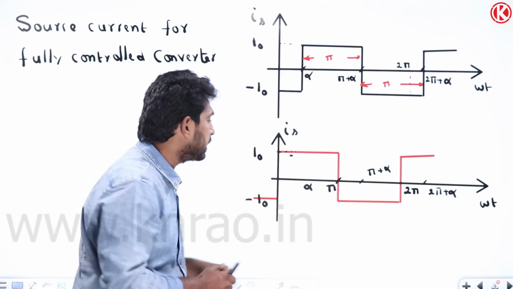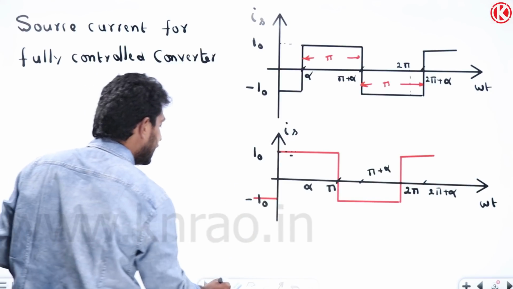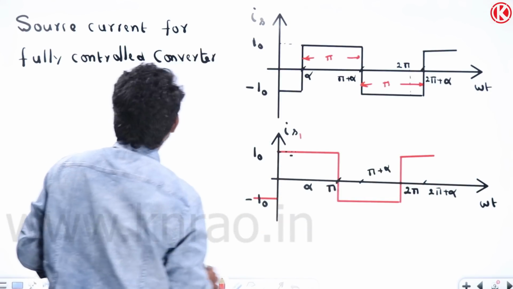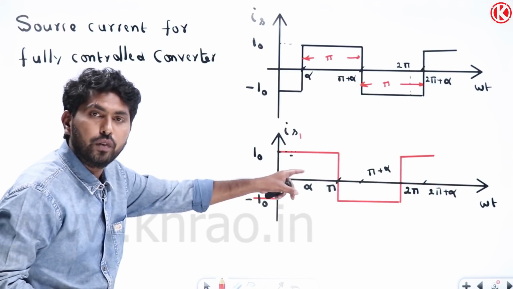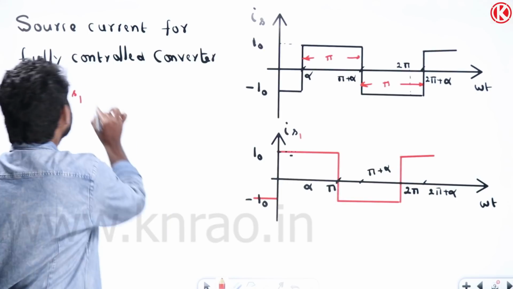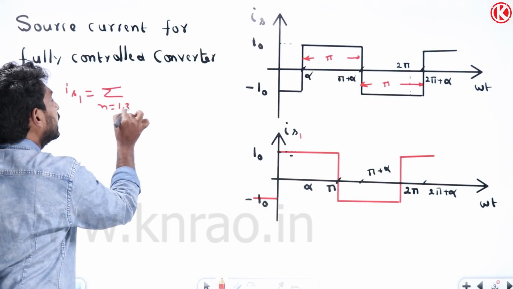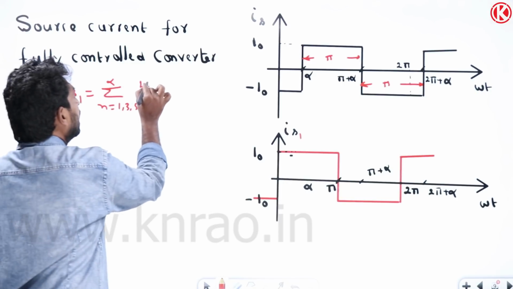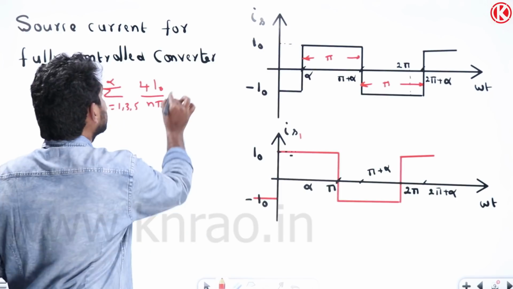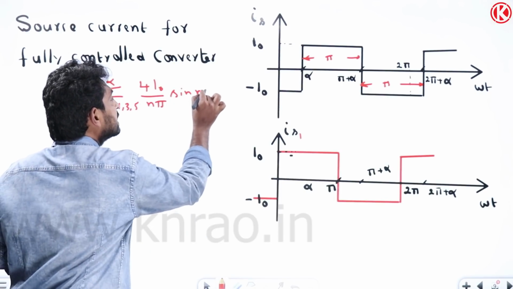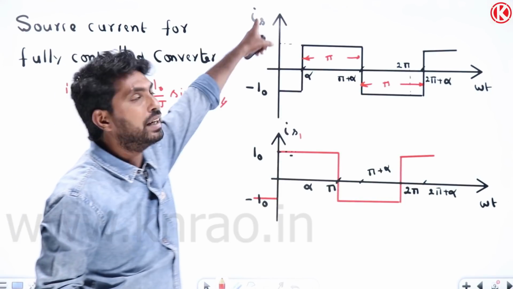So what is the expression for this? Let me write the expression for IS1 again. IS1 equal to, for the square waveform, what is the Fourier series expression? The Fourier series expression will be sigma n equal to 1, 3, 5 to infinity, 4 I naught by n pi into sine n omega t. So this is the expression for IS1, but we need to find IS.